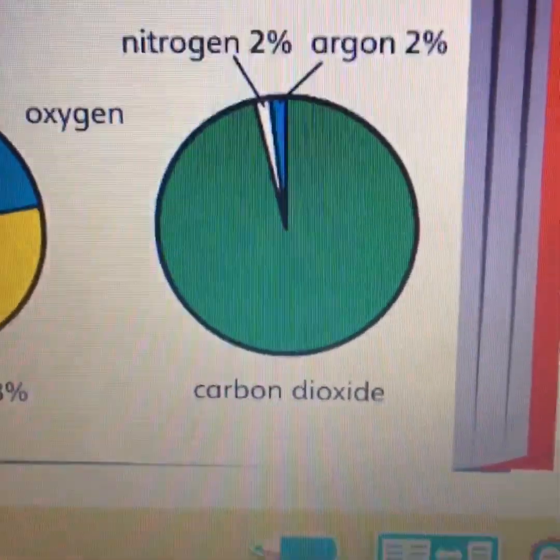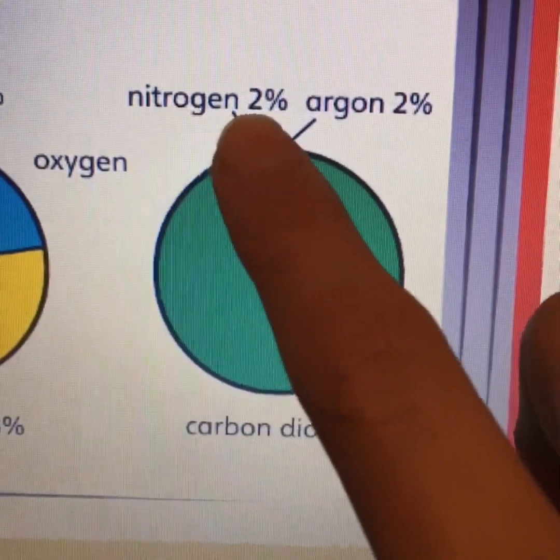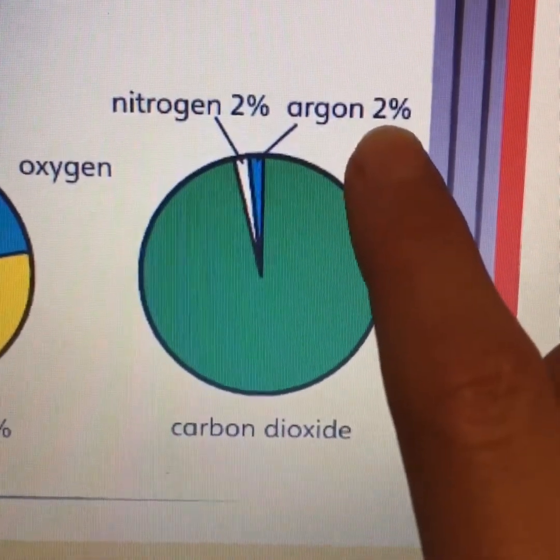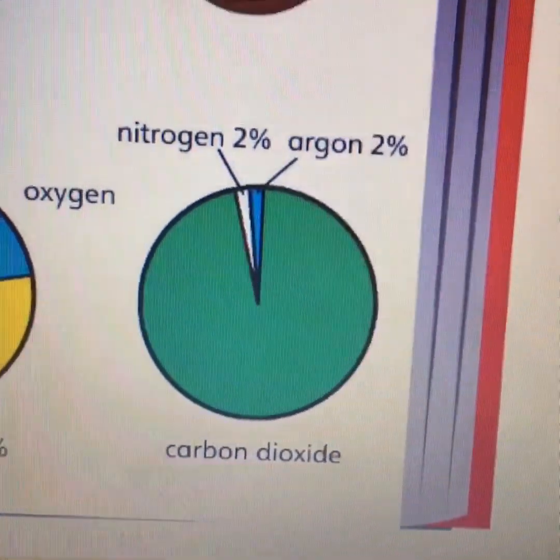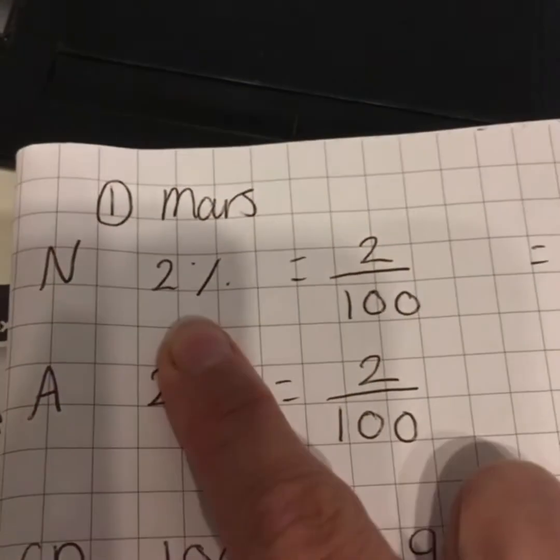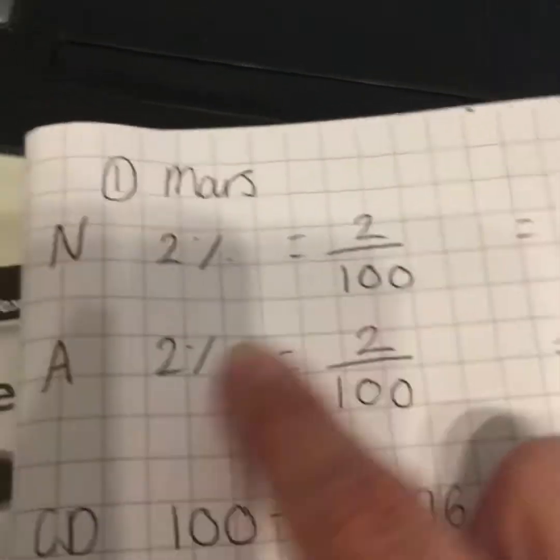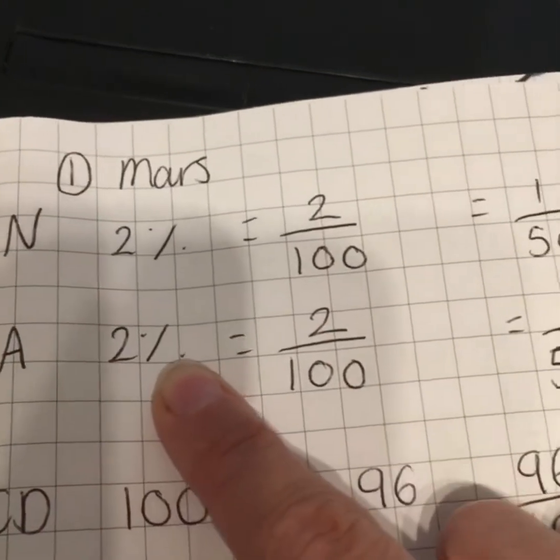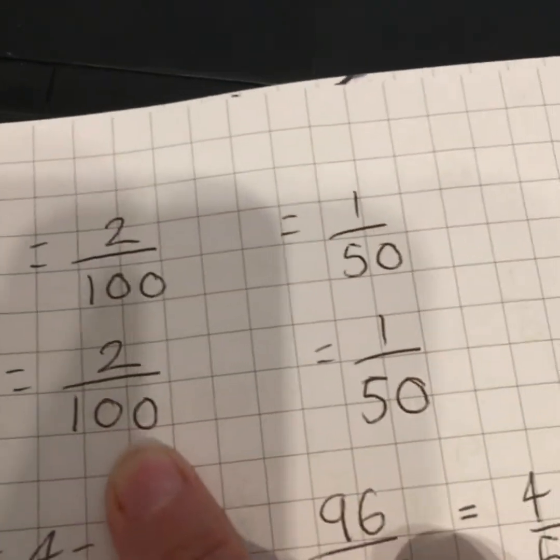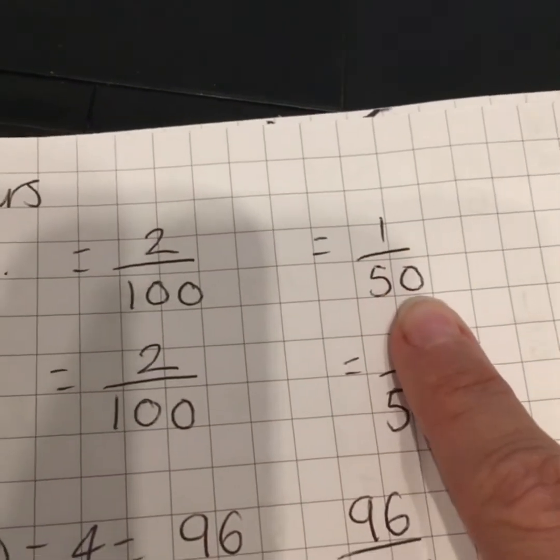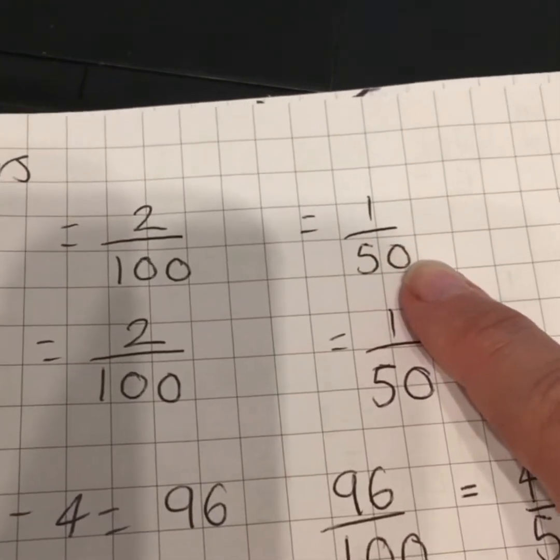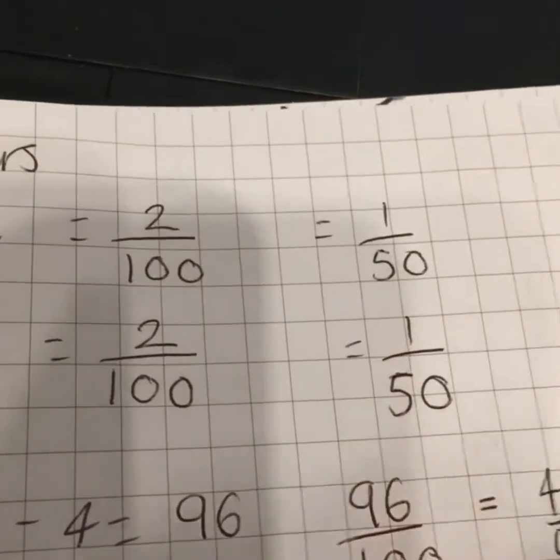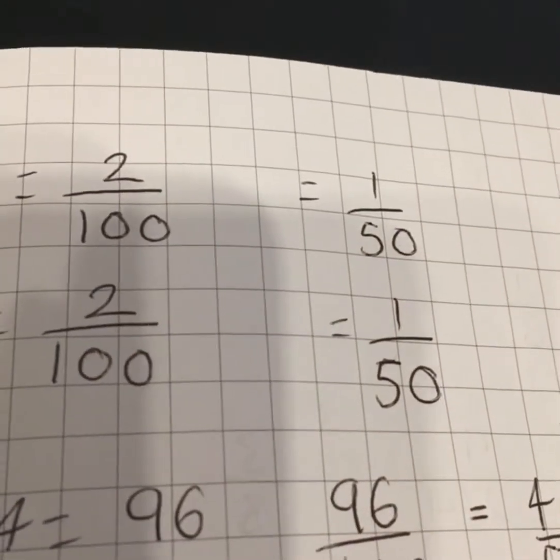Okay then, it's answer time. First things first, we know that nitrogen is 2% and argon is 2%. So first of all, I'm going to write those as fractions. Percent means out of 100. So N, which is nitrogen, is 2%, which means 2 out of 100. And it's exactly the same for argon because that was also 2%. 2/100ths I can simplify to 1/50th. So nitrogen makes up 1/50th of Mars's atmosphere, and argon makes up 1/50th of Mars's atmosphere as well.